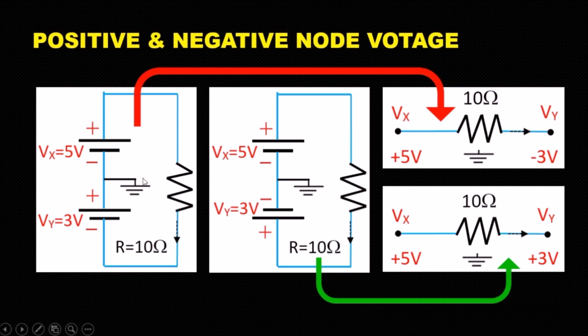Accordingly, this circuit is equivalent to this, where across the resistor, positive 5 volt is there and negative 3 volt is there. In the second case, across the resistor, positive 5 volt is there and positive 3 volt is there.